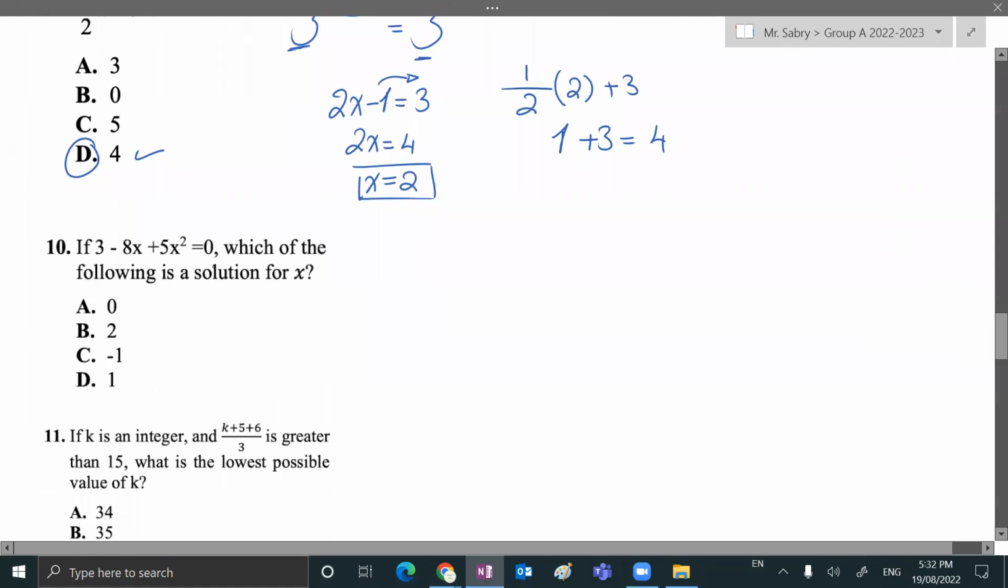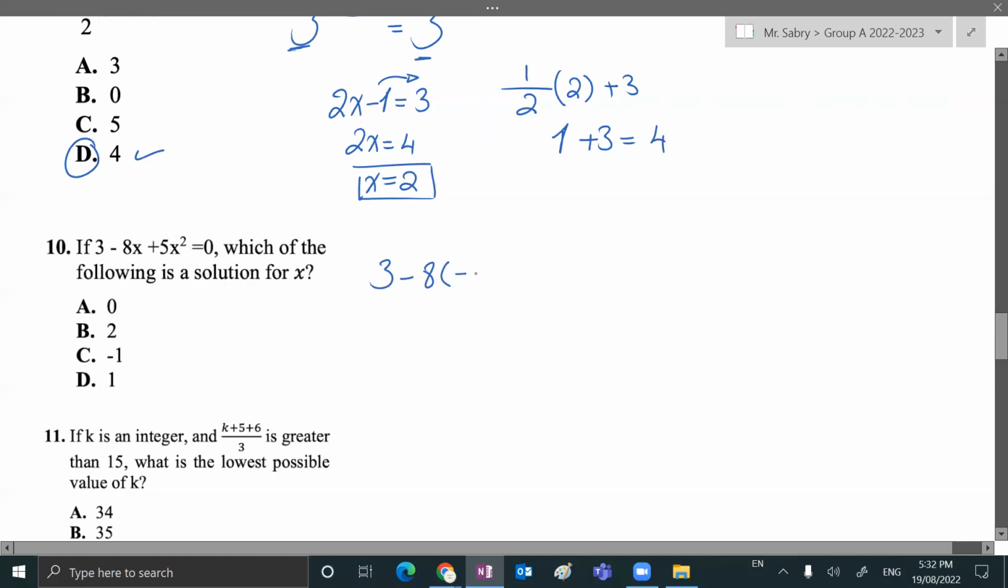You're given this equation here: 3 minus 8x plus 5x power 2 is equal to 0. Which of the following is a solution for x? The easiest and fastest way to solve this one is to substitute. Try them out. You love this. This is your chance. We substitute everything, and in the end it will probably be 1.